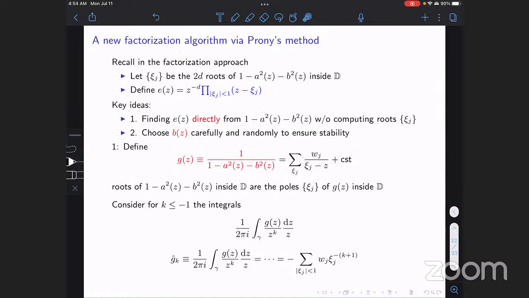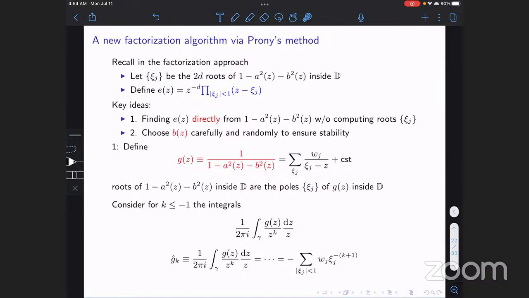Now to make a connection with the Prony's method, instead of looking at this Laurent polynomial 1 minus a squared minus b squared, we take a look at the reciprocal, 1 over 1 minus a squared minus b squared. Because once you take the reciprocal, the roots become the poles. So at least inside the unit disk, this function has a pole expansion, where the poles are exactly the CJ's corresponding to the roots of the original Laurent polynomial. So the problem becomes that I have access to this function G of z on the boundary of the unit disk, and I want to identify the pole locations, right?